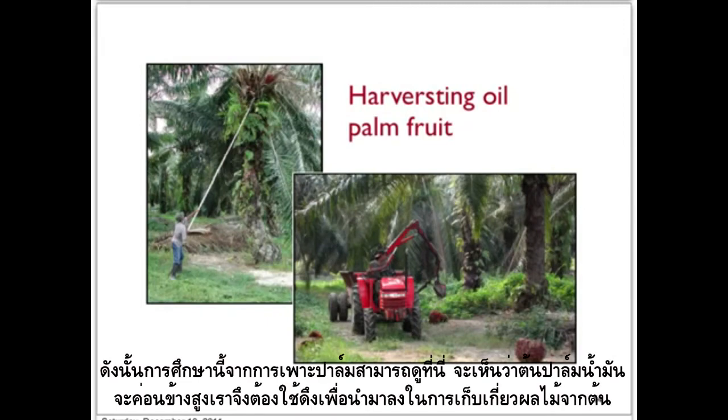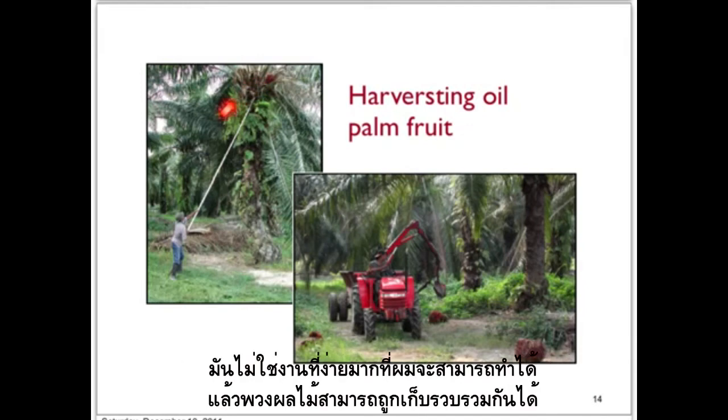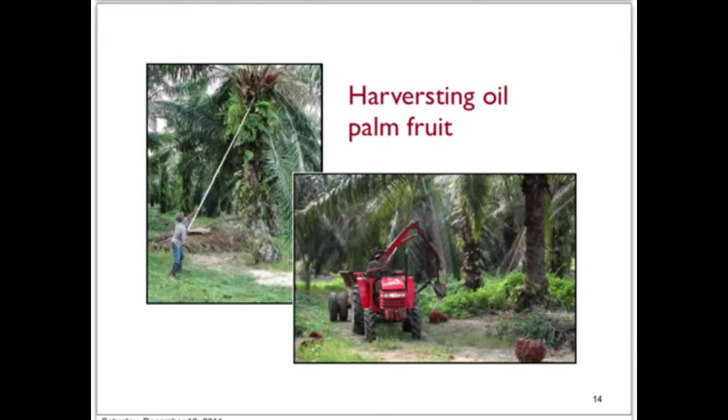So the story starts from the plantation. The oil palm tree here now is quite tall, so we have to use the pole to bring down and harvest the fruits from the tree. It's not a very easy job, I can tell you. Then the fruit bunch will be collected.